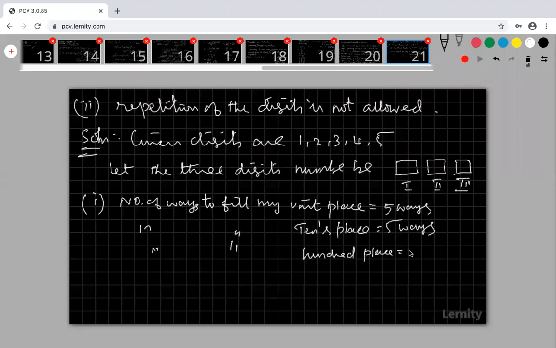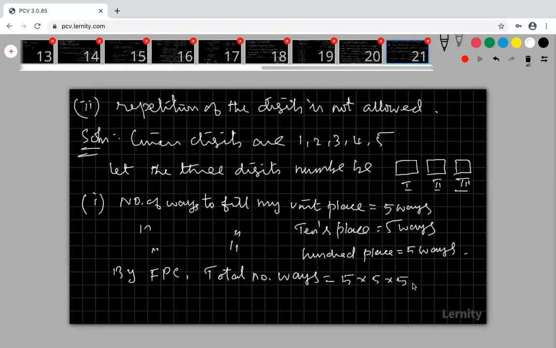That is also 5 ways. Okay, by the fundamental principle of counting, the total number of ways is equal to 5 into 5 into 5. Okay, what is the answer? This is 125. 125 ways.